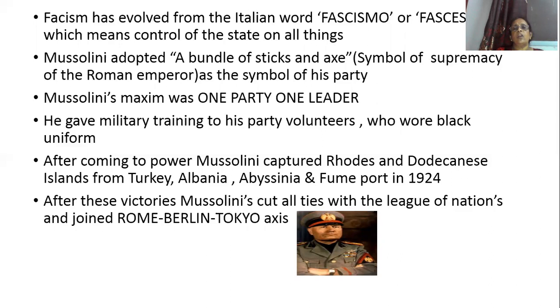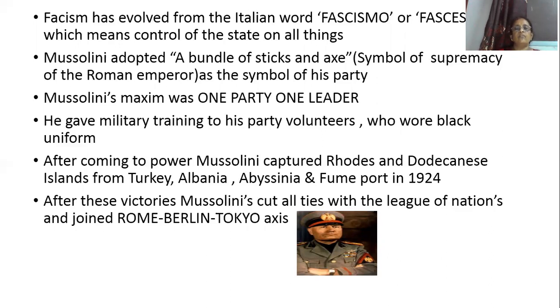What was the color of the uniform worn by the members of this party? Black uniform. And which were the places captured by Mussolini? Rhodes and the Dodecanese islands from Turkey, Albania, Abyssinia, and the Fiume port in 1924. Then after these victories, he cut all his relations with the League of Nations, and he joined the Rome, Berlin, Tokyo axis. So that is about fascism.